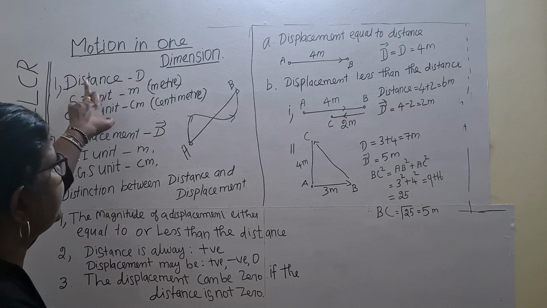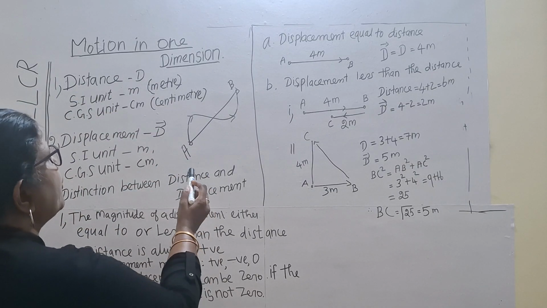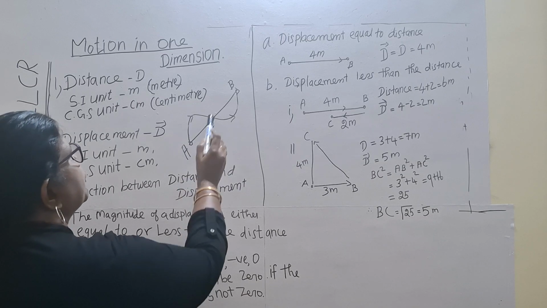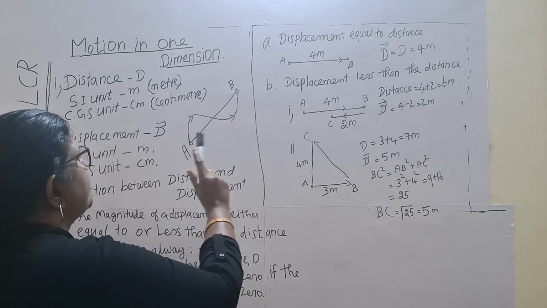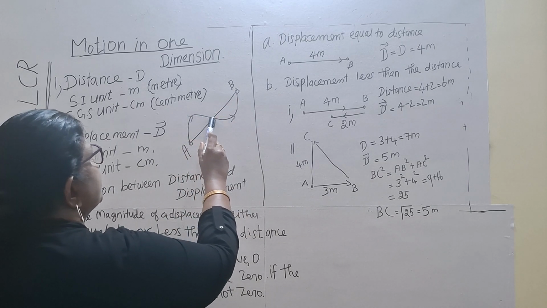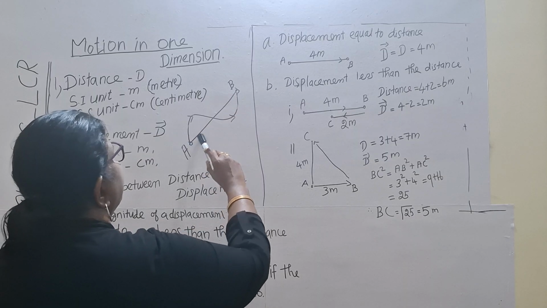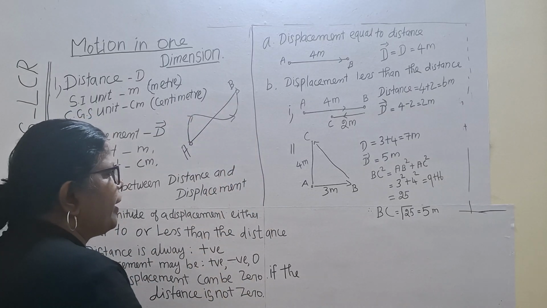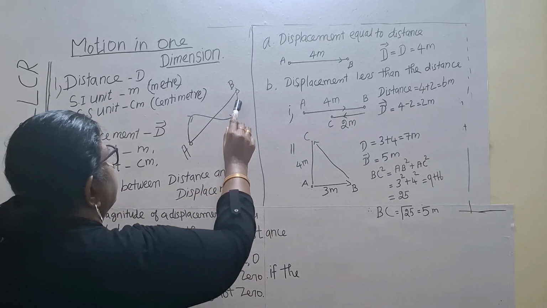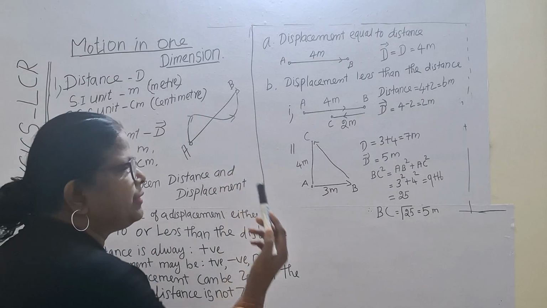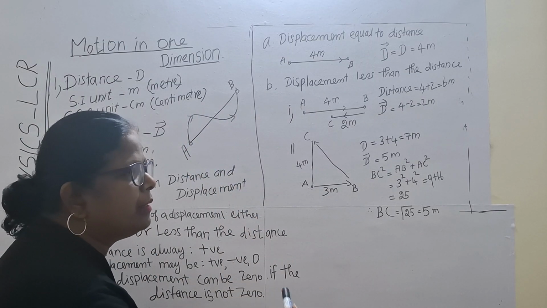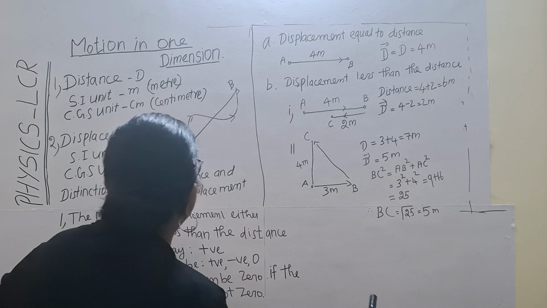What is distance? Here I have given a diagram. The body travels from position A to position B. It can travel in two ways. It can travel this way, or another one, directly. This entire path may be zigzag or square type, some different pattern.